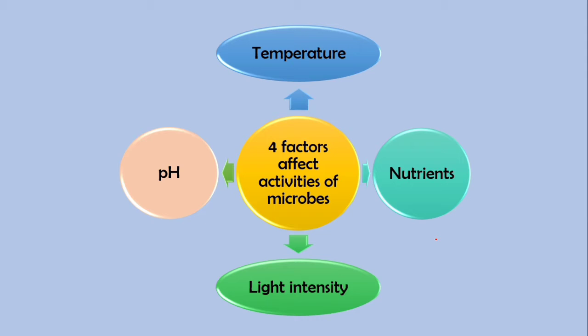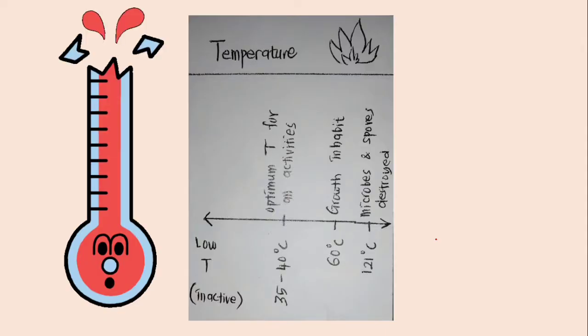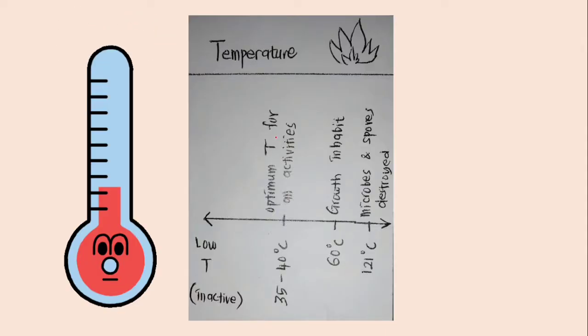Okay, four factors affect the activity of microbes: temperature, nutrients, light intensity, and pH. Okay, for the temperature, at very low temperature, most microorganisms are inactive. For example, if you notice, food in your refrigerator mostly does not spoil, or spoils slowly, because of the very low temperature in your fridge. So most microorganisms are inactive at very low temperature.